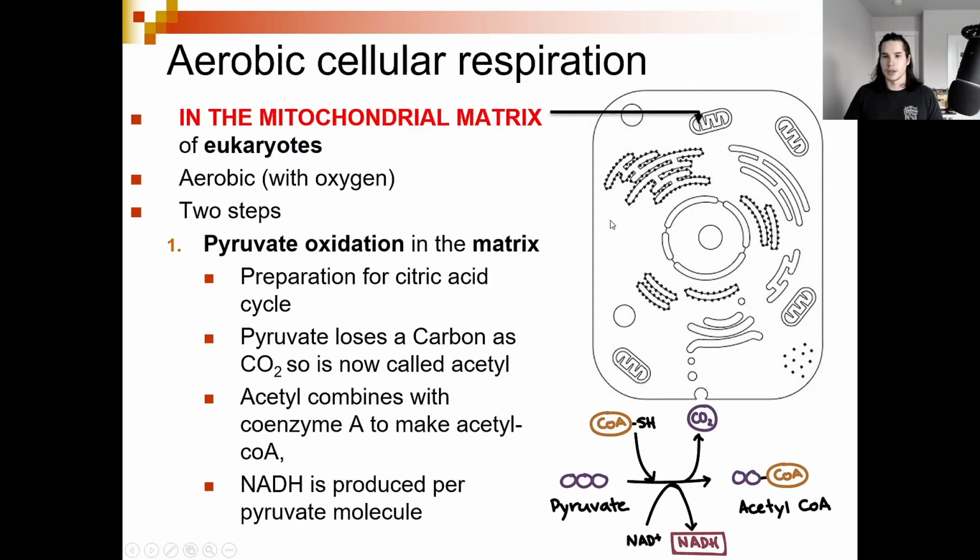So glycolysis happened out here. We create that pyruvate. Pyruvate diffuses through the bilayer, or there's actually two layers of membrane in the mitochondria, and it lands in the matrix. And so then pyruvate oxidation begins. So we have this 3-carbon molecule called pyruvate. And what happens is this pyruvate loses a carbon as CO2. So CO2 is plucked away and what remains is called an acetyl. So acetyl groups are generally 2-carbon molecules, so we just get an acetyl group. So acetyl combines with coenzyme A to make acetyl-CoA.